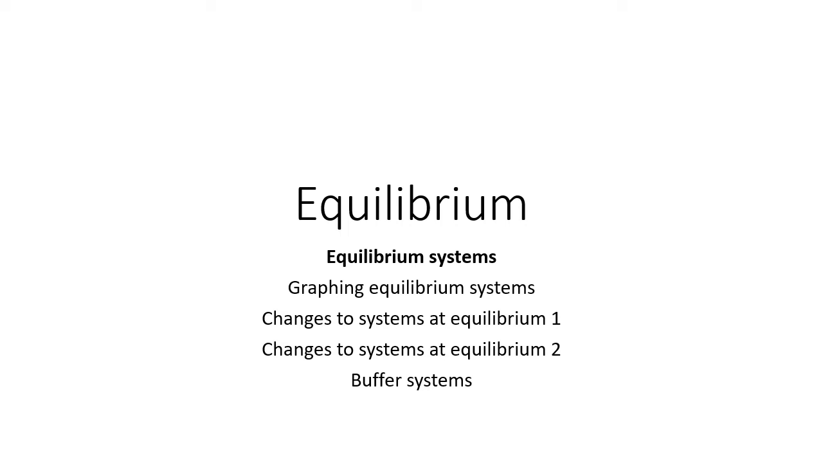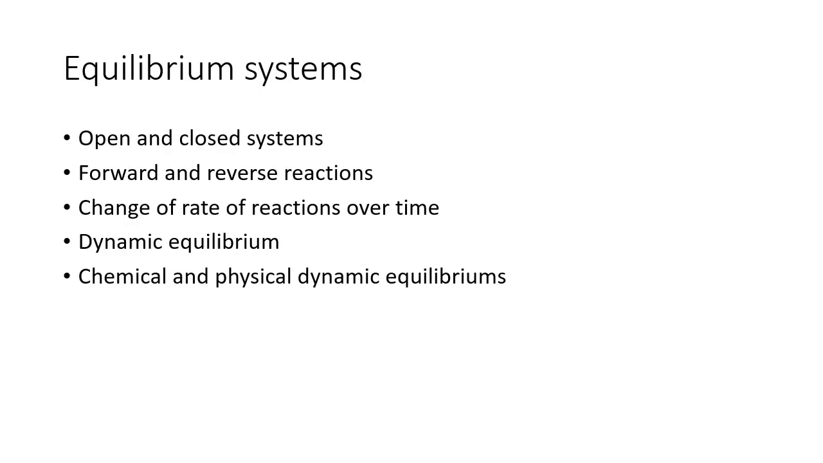Right, there'll be 5 videos in the series. Actually, there might be 6, I'm not sure. And then we're going to be starting on with equilibrium systems. Right, today we're also going to be looking at open and closed systems, forward and reverse reactions, changes of rates of reaction over time, dynamic equilibrium, and then chemical and physical dynamic equilibriums.